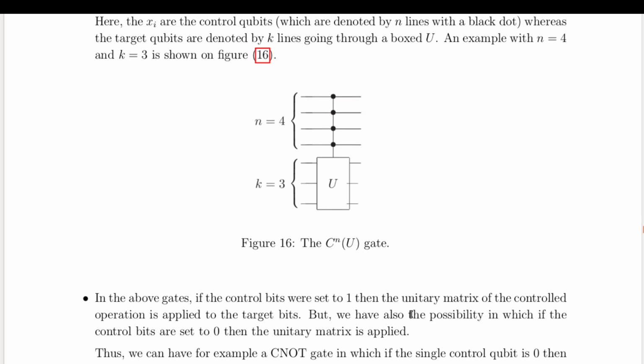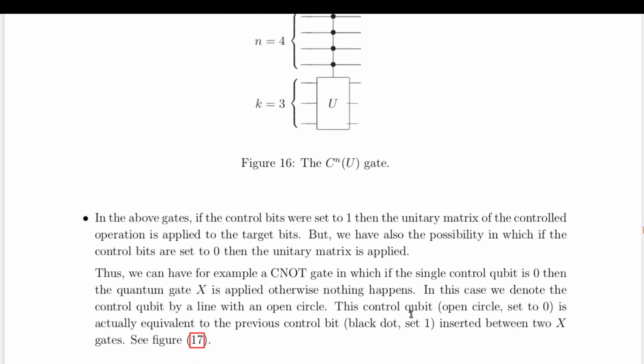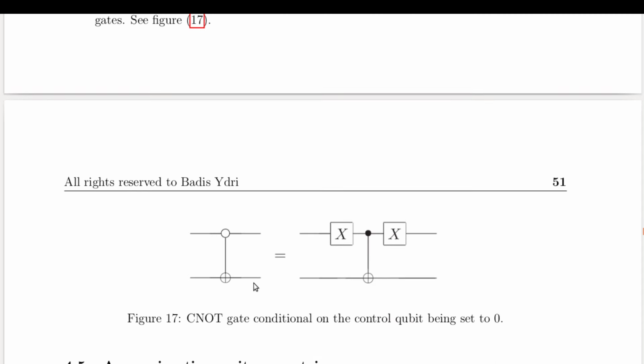In most cases, the operation is conditioned on the control qubit being in state 1. But what if we want the operation to occur when the control qubit is 0? This is also possible. The control qubit in this scenario is represented by an open circle instead of a black dot. Interestingly, this configuration is equivalent to the original control condition when the qubit is 1, but with 2 X gates added before and after the control qubit. Figure 17 demonstrates how this works for the CNOT gate.